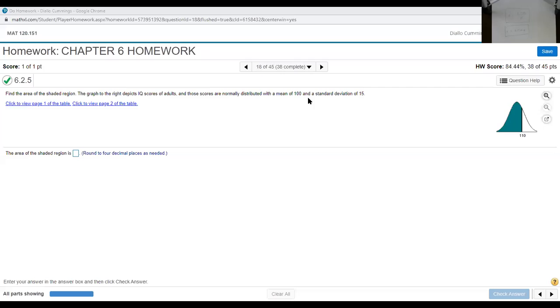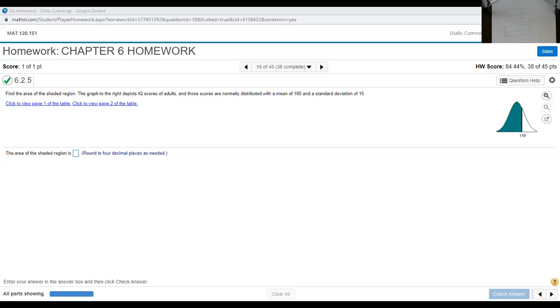And in problem number 18, we're asked to find the area of the shaded region. The problem reads: the graph to the right depicts IQ scores of adults, and those scores are randomly distributed with a mean of 100 and a standard deviation of 15. Okay. And we look at this bell-shaped curve, and notice that I'm not actually seeing a z-score, right? They actually are giving us 110, right? We're given the mean, we're given a standard deviation. We can actually convert 110 to a z-score.